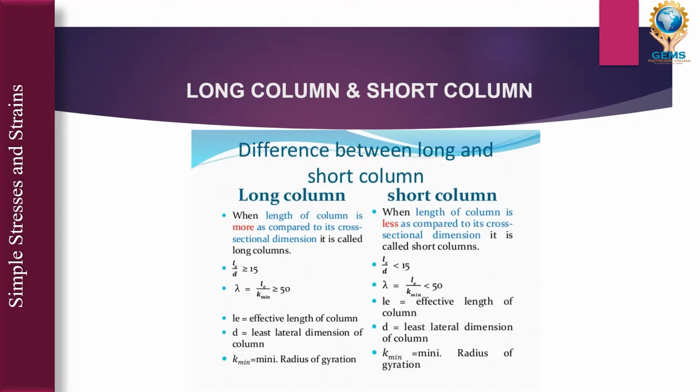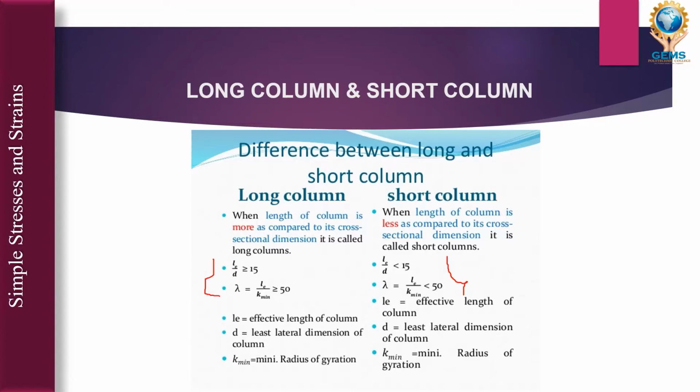When the length of the column is more as compared to its cross-sectional dimension, it is known as long column. That is absolutely right. But when the length of the column is less as compared to its cross-sectional dimension, it is called short column. Already the definition or difference is given by formula also. See here, less than 50, greater than 50. Here slenderness ratio is greater than 50, and here slenderness ratio is less than 50.